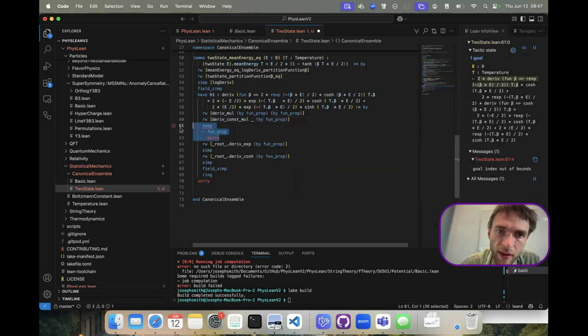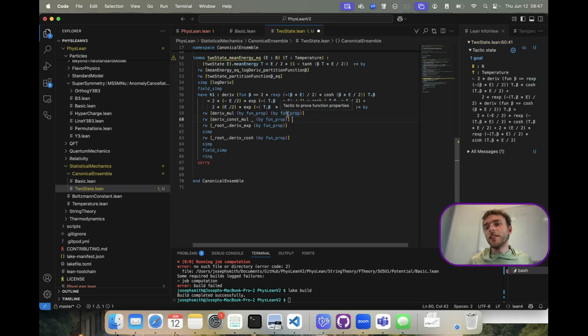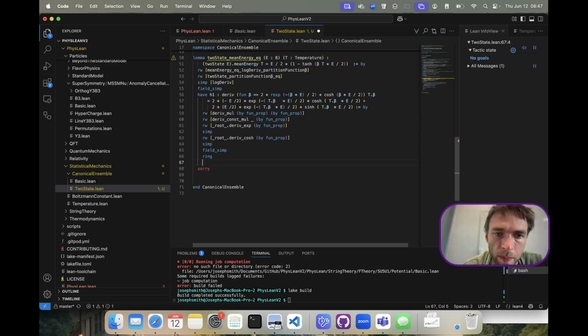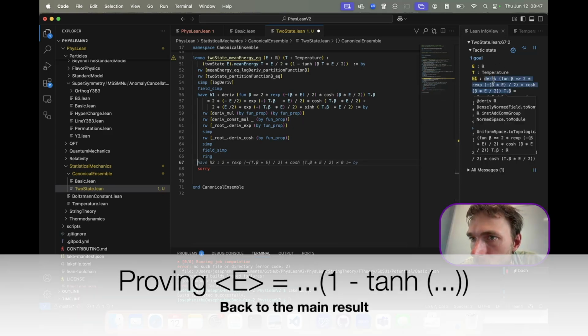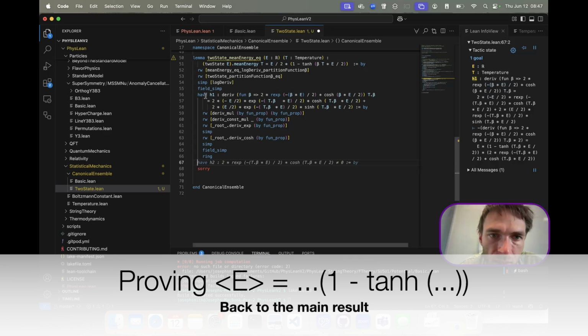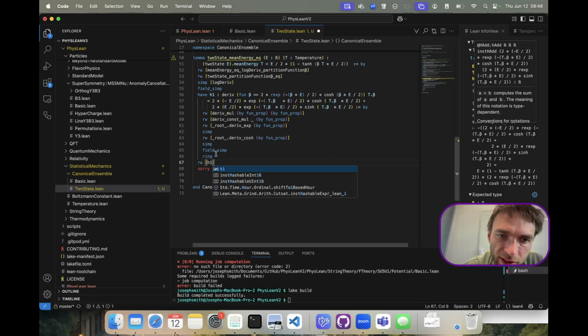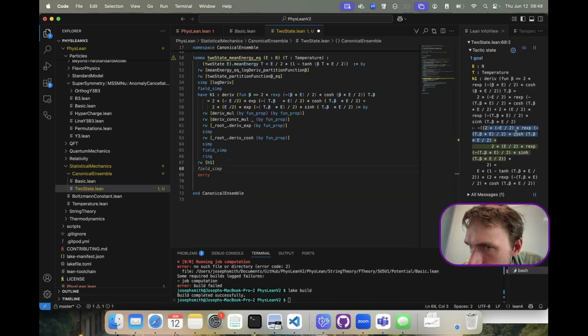Okay, good. So these fun_props are basically just telling me that these things are actually differentiable, which lets you perform these functions. So I can now take this little result that I proved, and we can now substitute it into this goal with rewrite h1, and we now get this thing here.